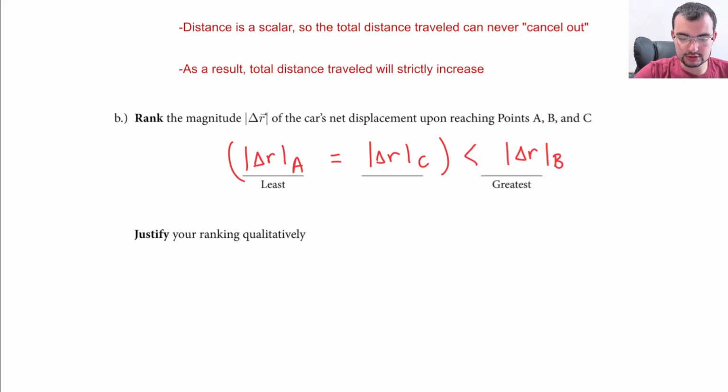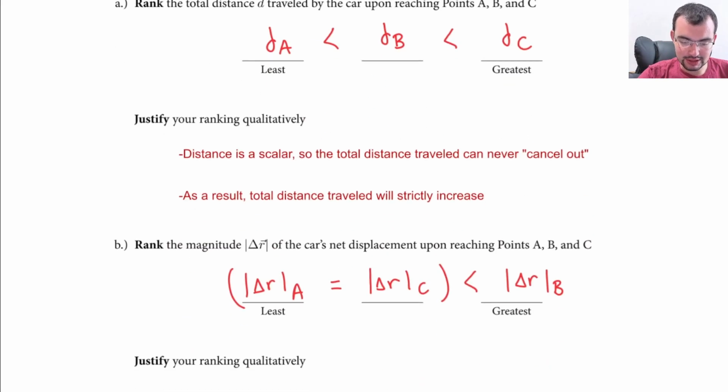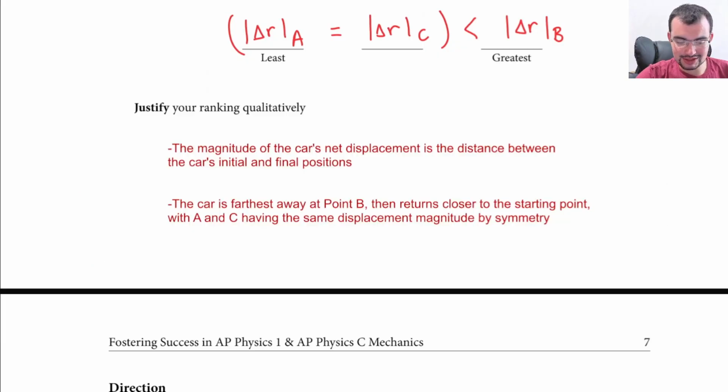This is, of course, due to the fact that displacement is a vector. We're really just asking how far away from the starting point the car is at A, B, and C. Well, it's a little bit far away at A, it's at its maximum distance away at B, and then by symmetry, A and C are the same because they're on opposite sides of the clock.